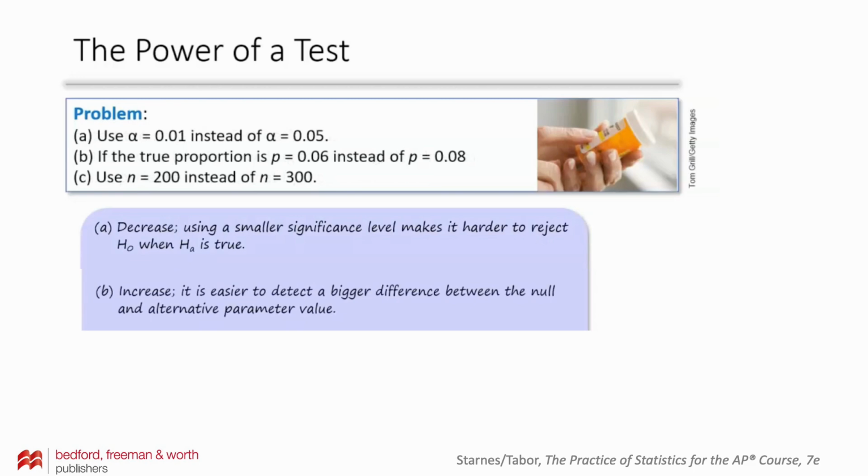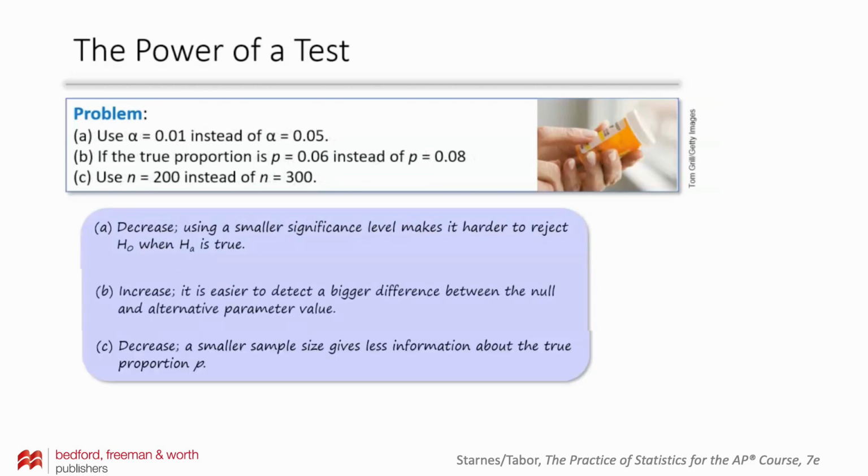And then the last one is when the sample size decreases from 300 to 200. Decreasing the sample size will make the power worse, so it's going to decrease it. A smaller sample size gives less information about the true proportion, which means if you've decreased the power, you've increased the probability of making a type 2 error. So we have decreased the probability of a type 1 error, which remember we talked about before, sometimes we would rather make a type 1 error versus a type 2 error, or the opposite might be true. It all depends on the context of the problem.